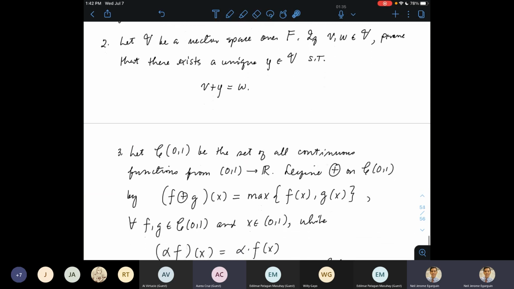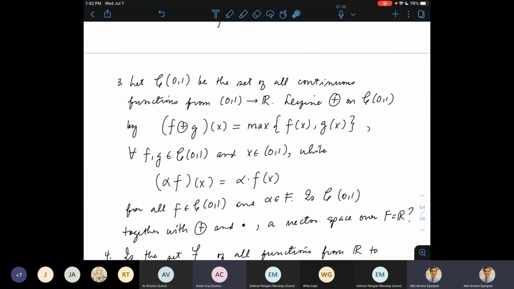Okay, any question about problem 3? This might be a little tricky. Curly C of (0, 1) is the set of all continuous functions whose domain is the open interval (0, 1) and whose codomain is R. The addition is defined in a different way here. The sum of two functions is defined to be getting the maximum component-wise. So the function value of X under the sum F plus G is the maximum of F of X and G of X. All right? The question is, is this a vector space together with that operation?